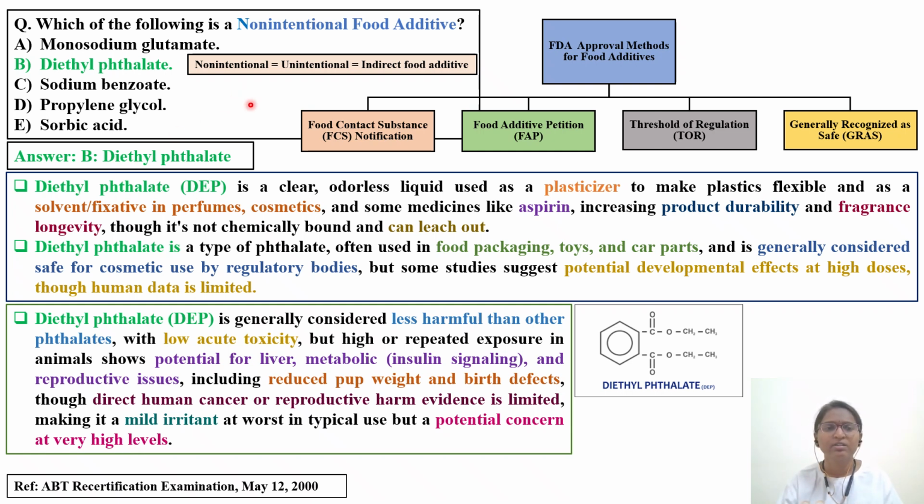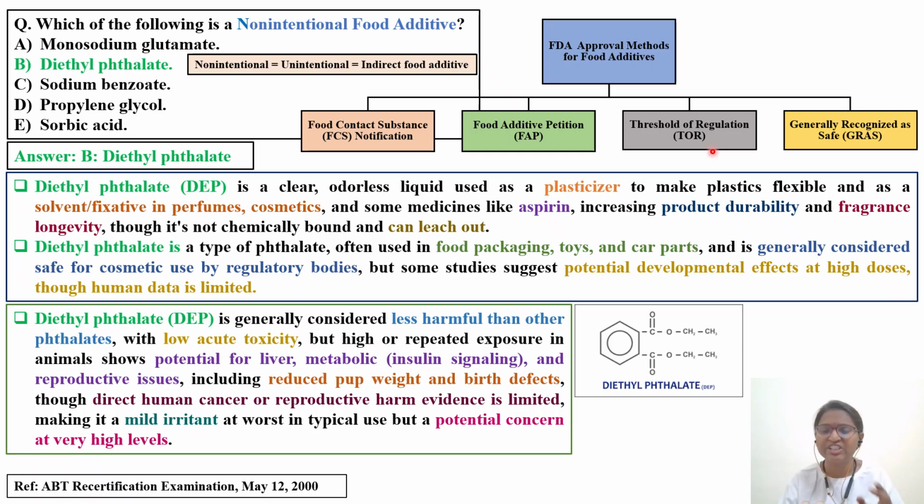Another important thing with respect to this question is that they have given the term non-intentional food additive. Instead of non-intentional, they may use unintentional or indirect food additive; all of this comes under the same concept. For FDA approval methods, go back and check the FDA website, where it is very clearly given. If you want to approve a new food additive, it falls under four types of approval categories. One is the food contact substance notification, and the second one is the food additive petition, FAP.